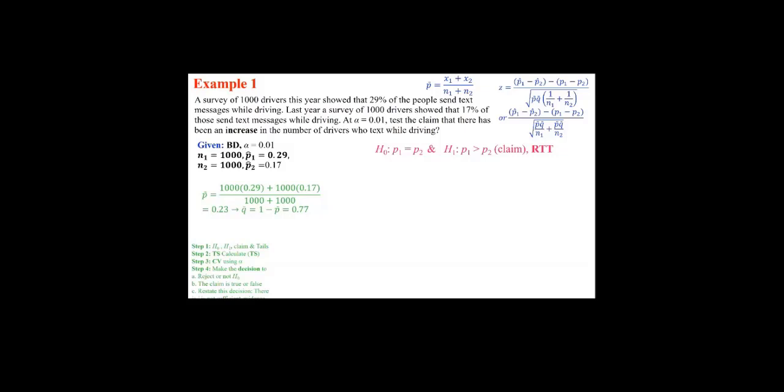Now we are ready to come up with the test statistic. We look at the formula at top. So P1 hat, 0.29, minus P2 hat, 0.17. And then we write the square root of P bar Q bar, 0.23 times 0.77 over 1000 plus the same thing over 1000. That's the square root. As you can see, it's a complicated formula, but you don't have anything to worry about because you have it in your formula sheet and it gives you the answer.